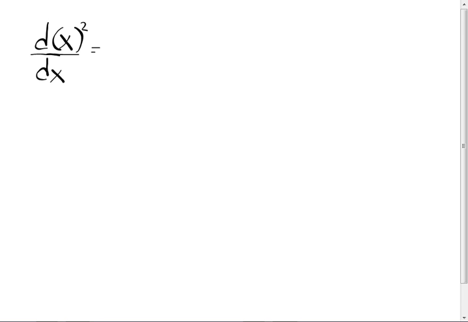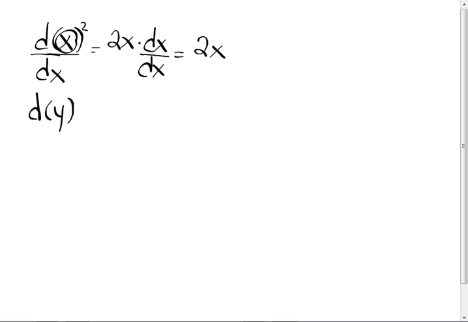It's 2x. Chain rule. Times the derivative of the inside function with respect to x. But what is that? That's 1. So this is 2x. You're saying, well, what's the big deal? What about the derivative of y squared? I'm going to write it this way. But with respect to x.